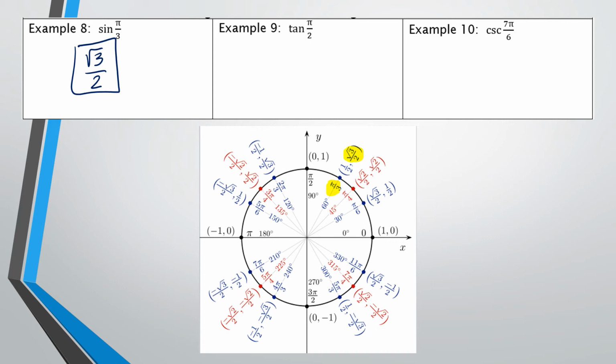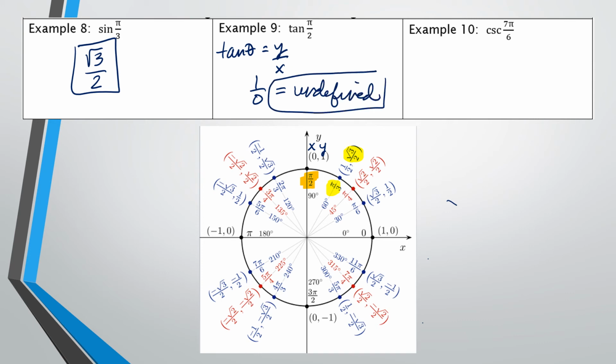Example 9 is going to be a little bit more work because we have to remember that tangent is equal to y over x. So the first thing I'm going to do is find my angle, which is pi over 2. And then I'm going to use this ordered pair. I'm going to say it's y over x, so that would be 1 over 0. Since we're dividing by 0, it's undefined.